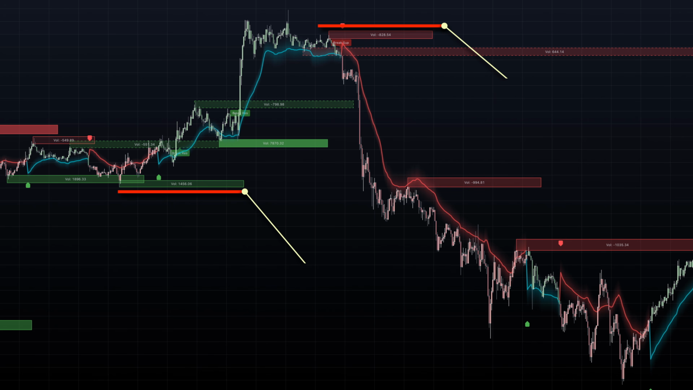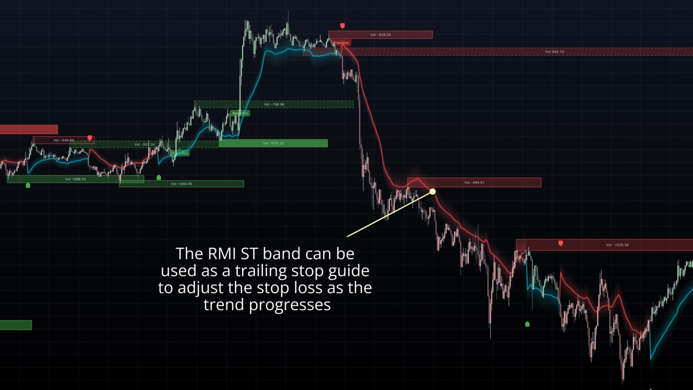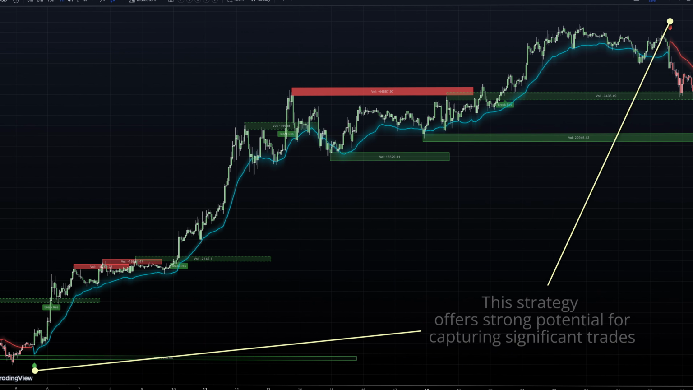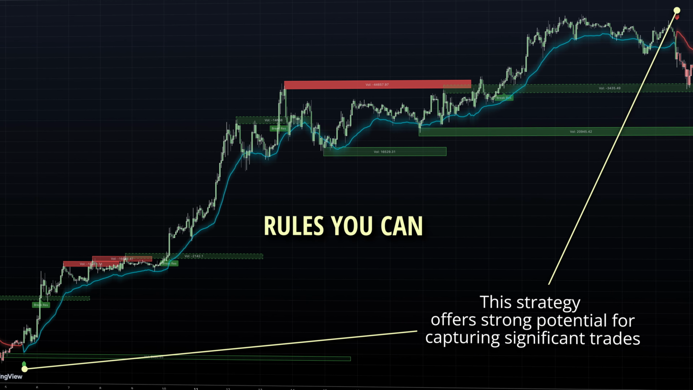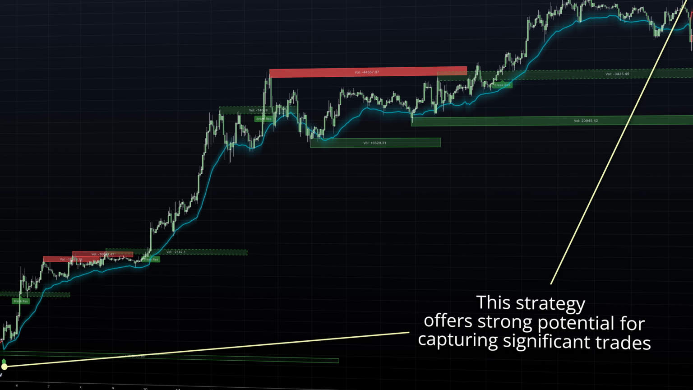Place your stop loss just below the support zone for long trades or just above the resistance zone for short trades. Use the width of the RMI band, adjusted by ATR, to gauge market volatility and fine-tune your stop loss and profit targets. Exit the trade if the price breaks back through the key support or resistance level, or if the RMI Trend Sniper signals a reversal by changing band colors or breaking momentum thresholds. By following these rules, you can effectively spot high-probability trades, reduce false signals, and improve your overall trading performance.